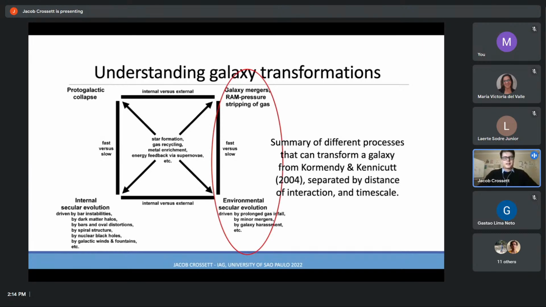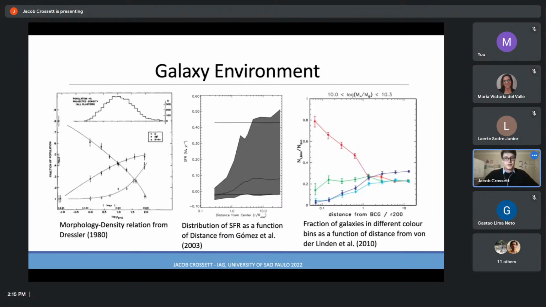How does a galaxy's environment, or the area in which it resides, change its properties and transform galaxies? Now we can see here there's a whole host of different kinds of processes which can transform the galaxies. And there's a lot of evidence to suggest that galaxy environment does transform galaxies. Here's a few I've cherry-picked from several different results.